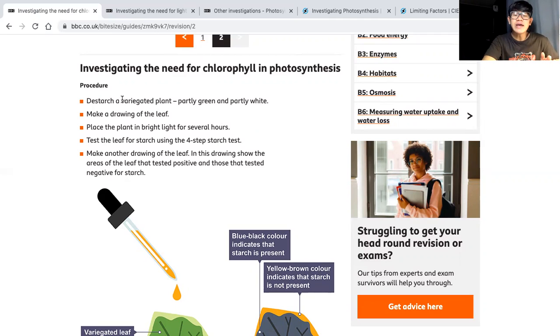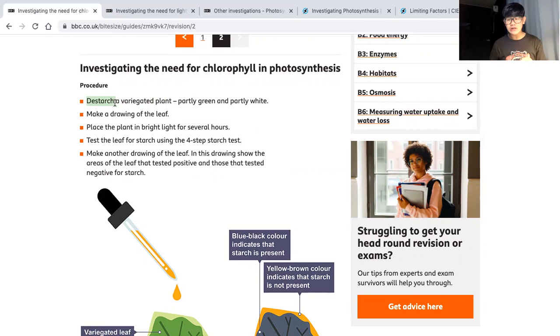So you take out the plant. You take the plant from outside, in the sun, and then you keep it in the dark, away from the sunlight. Basically you put them away from any light source. So what essentially you are doing is destarching them. If you see here, it's destarch a variegated plant.